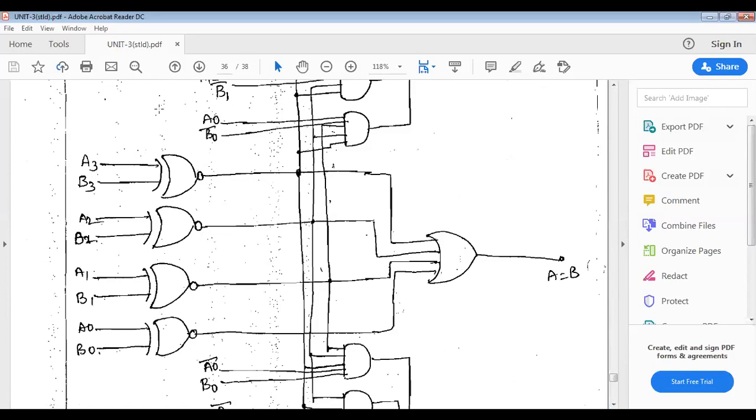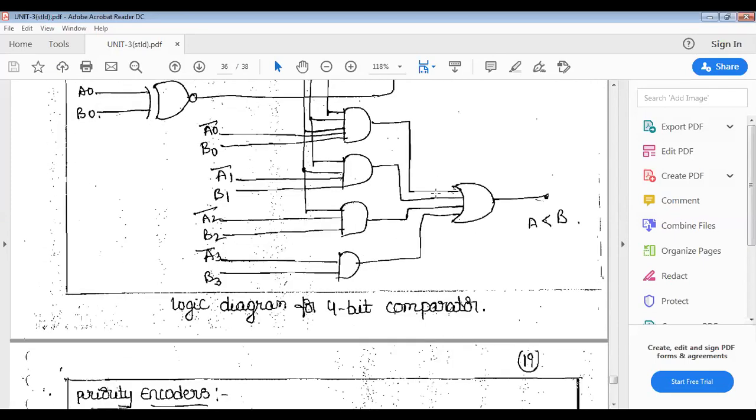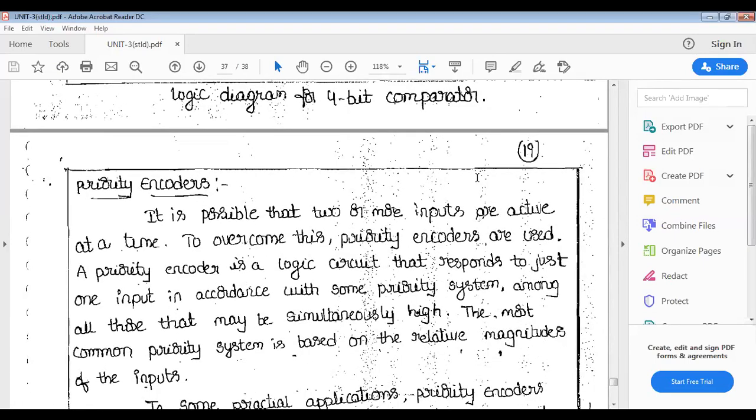If you add A4, B4 also, it is a 5-bit comparator and so on. Like that you can design the comparator. Following my dear students, I hope all of you understood.